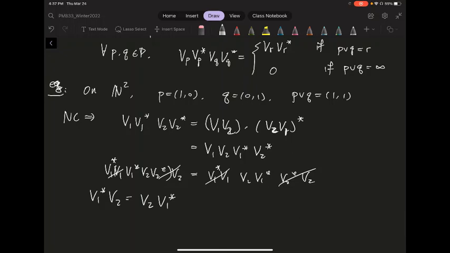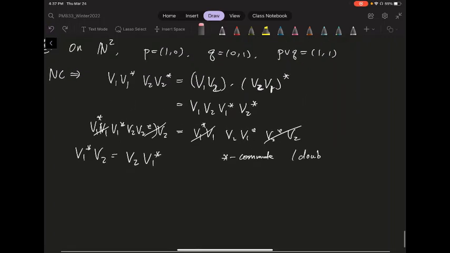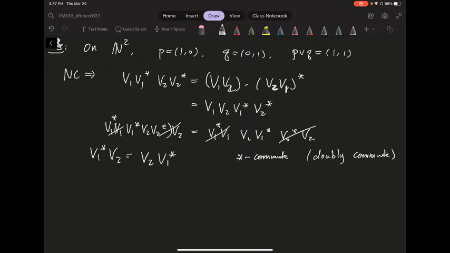So in other words, this condition is saying that V1 and V2 not only commute, but they also commute with the adjoint of each other. Sometimes this is called star commuting, or if they commute and star commute, this is also called doubly commuting. All right, so if V1 and V2 are Nica covariant, then they have to satisfy this condition.